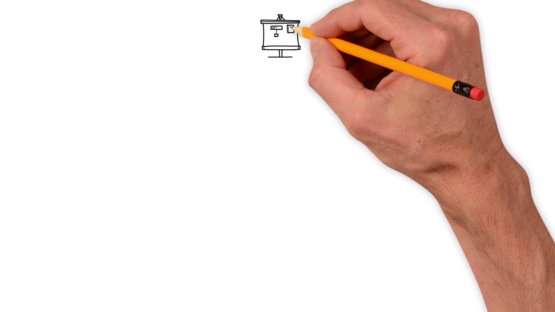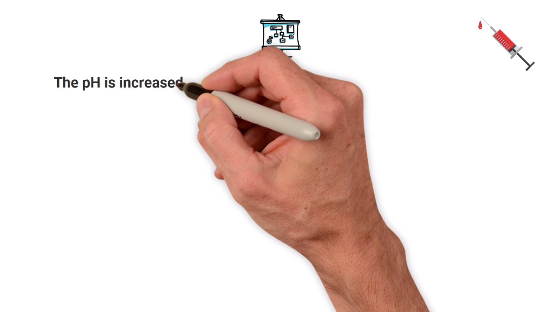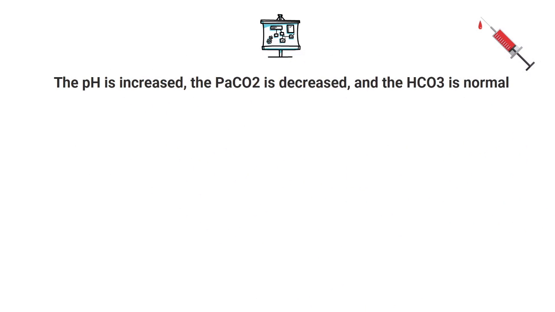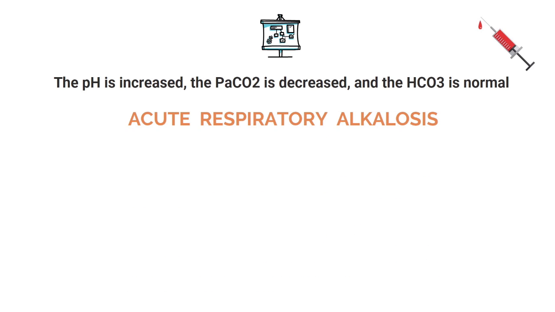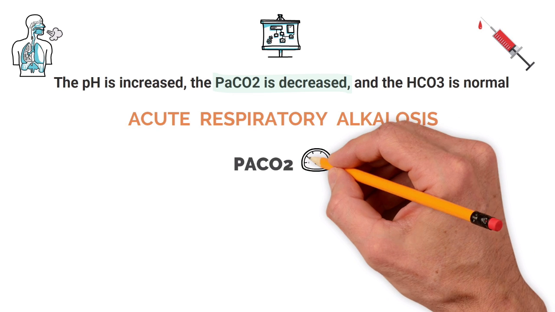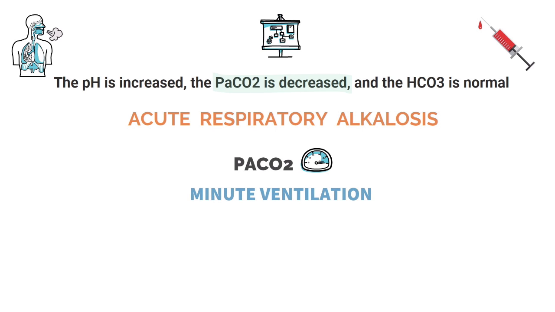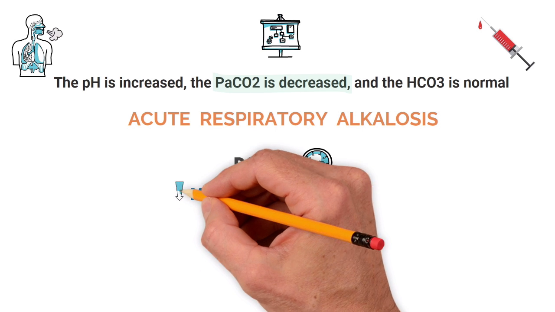Let's break it down. The first thing you need to do is interpret the ABG results. The pH is increased, the PaCO2 is decreased, and the bicarb is normal. This can be interpreted as acute respiratory alkalosis. Since the PaCO2 level is decreased, it means that the patient is blowing off too much CO2. In other words, they are hyperventilating. So in order to correct the problem, we need to increase the PaCO2. And to do so, you must decrease the minute ventilation.